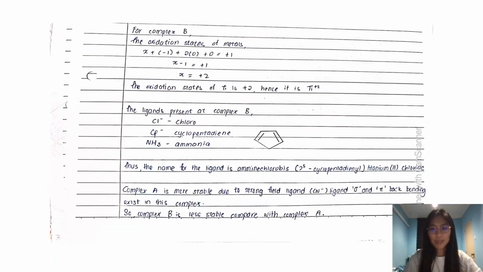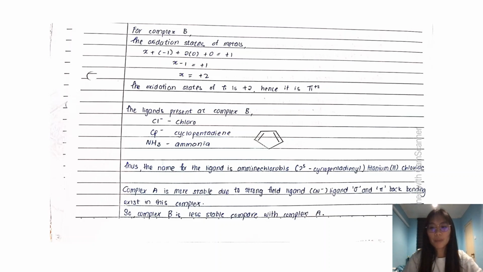For complex B, the oxidation state of the metal is also positive 2, hence the metal Ti is Ti positive 2. The ligands present in complex B are chloro, cyclopentadienyl, and ammonia. Thus, the name of the complex is amminechlorobis cyclopentadienyl titanium 2 chloride.